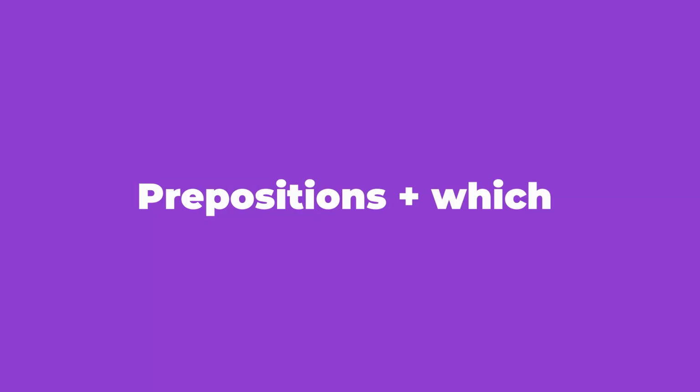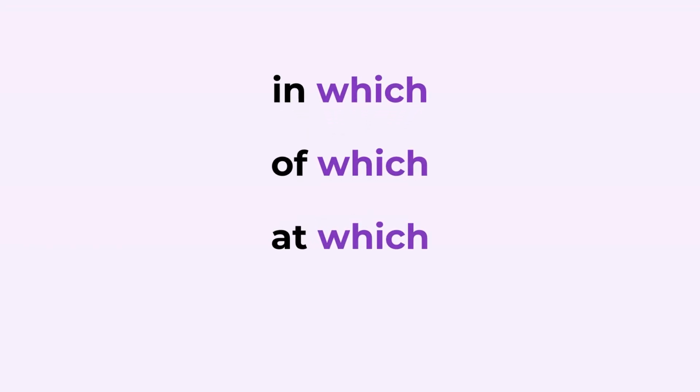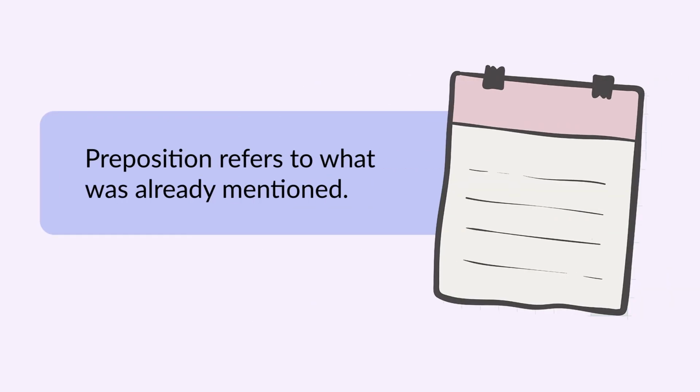Prepositions and which. And finally, let's talk about which and prepositions. In which, of which, at which, to which. How to choose correct prepositions? Memorize the simple rule. The preposition refers to what was already mentioned. The following examples will help you to understand the rule.